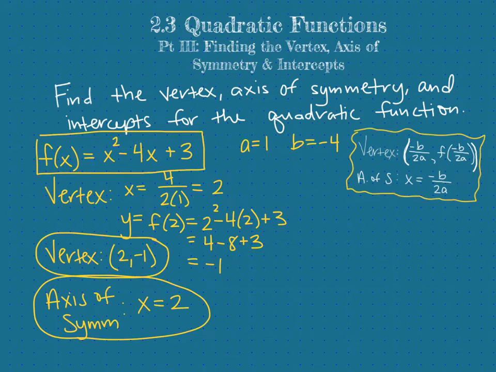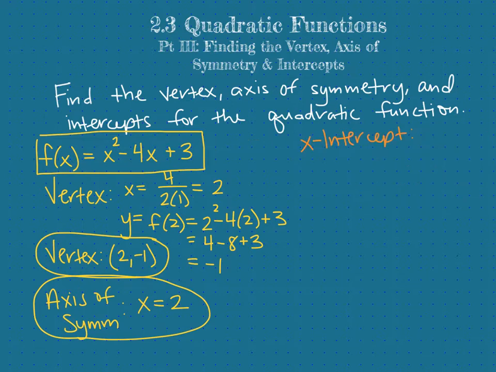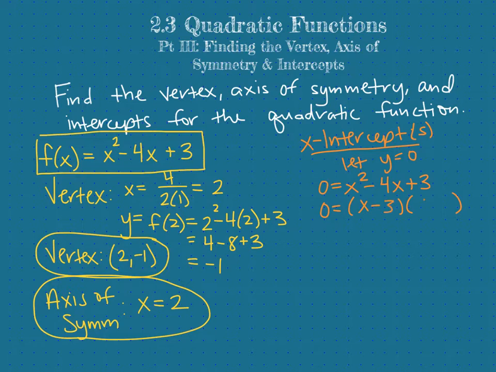The next thing that we're going to look at are the intercepts. All right, to find the x-intercept or intercepts, we let y be 0. So we're going to replace y, or f of x, with a big fat 0. So we're going to have 0 equals x squared minus 4x plus 3. Now, this quadratic is equal to 0, so we want to see if it's factorable or not. Are there two numbers that multiply to 3 that add to -4? Yes. Those numbers are -3 and -1.